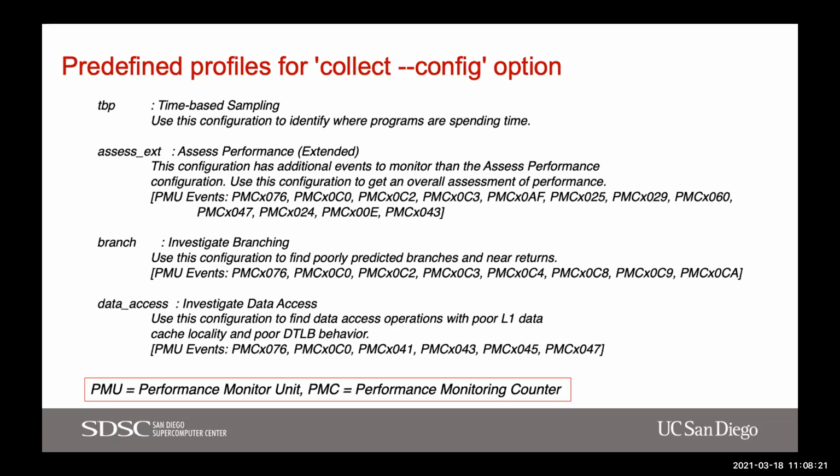You'll notice that for the second, third, and fourth predefined profile, we have at the bottom some text that says PMU events, followed by some cryptic looking codes. PMU is just the performance monitor unit, and PMC refers to a specific performance monitoring counter. So what these predefined profiles do is they'll collect together multiple counters that kind of naturally go together. So for example, if we go down to data access, we see that we have these 6 different events, and these are going to correspond to, say, L1 cache misses, L2 cache misses, TLB misses, and so forth.